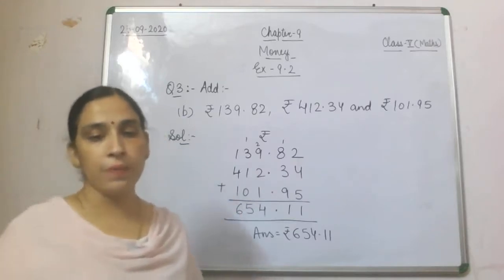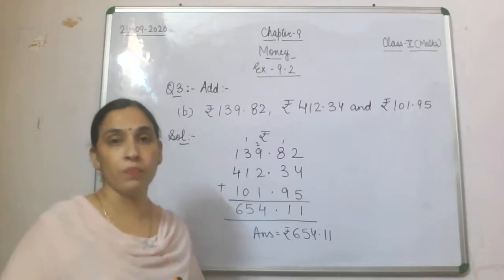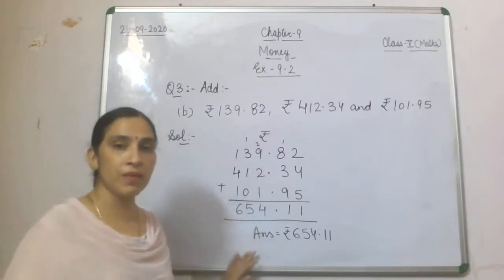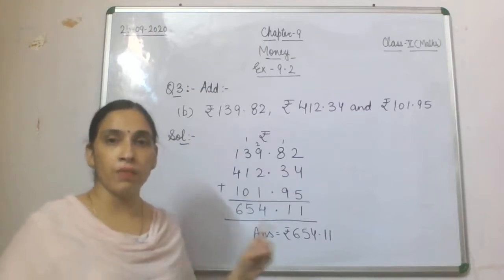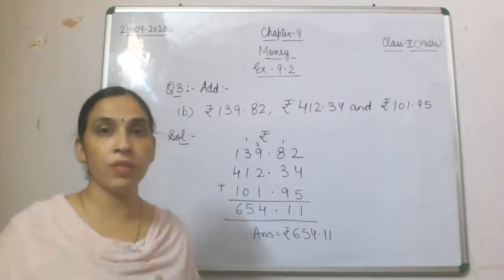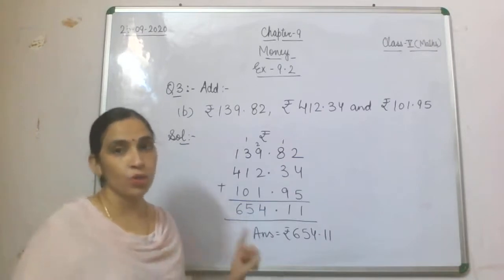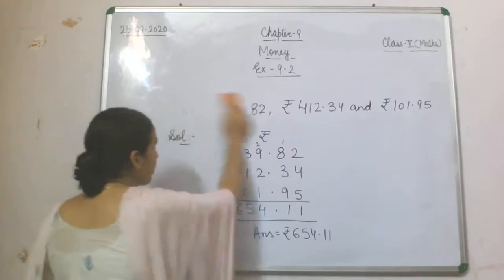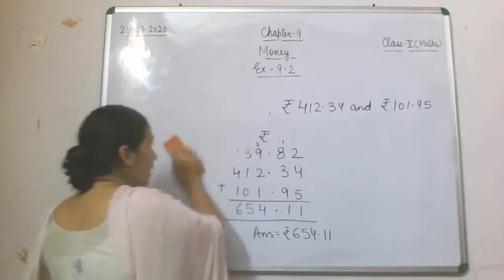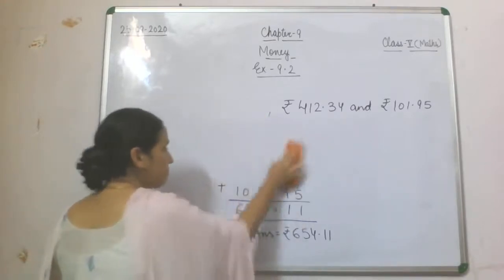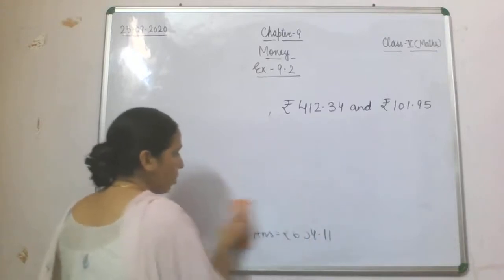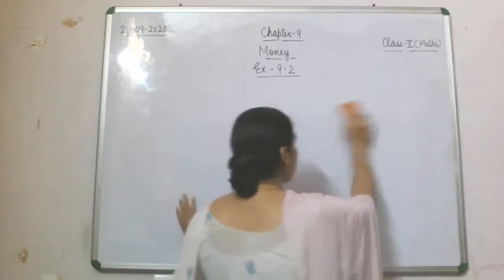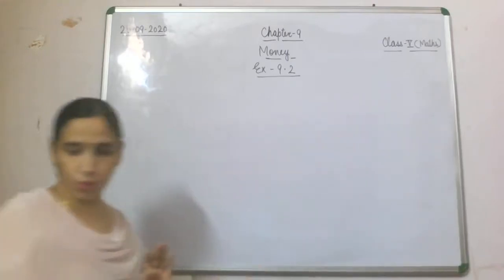Now we'll start word problems, which I told you we are going to do today. This much we did yesterday, and today one question was left, that is question number 3 of exercise 9.2. So that also we have finished. Now we will start word problems related to addition of money from exercise 9.2. So let's start that and we'll understand what we are supposed to do.